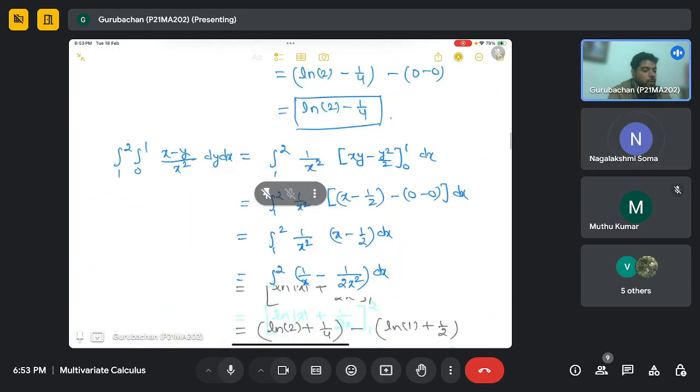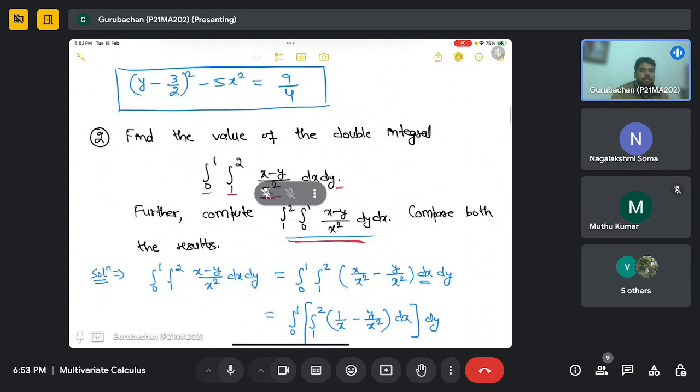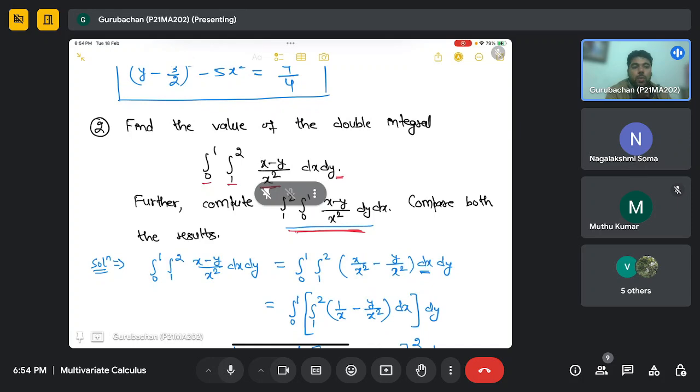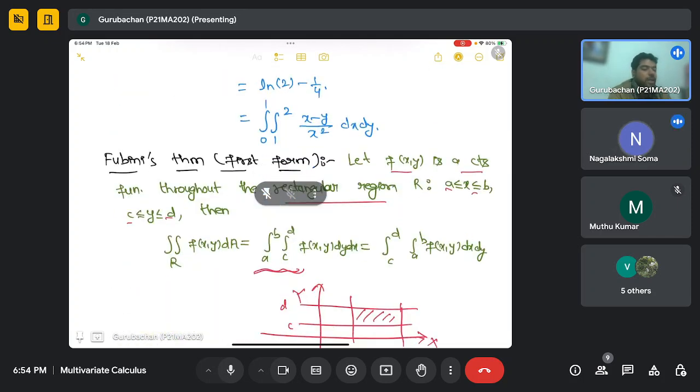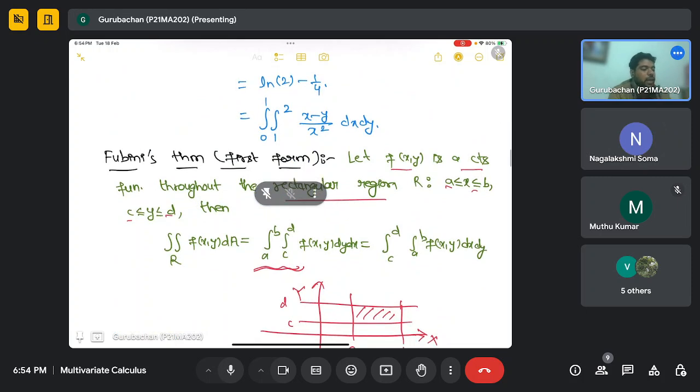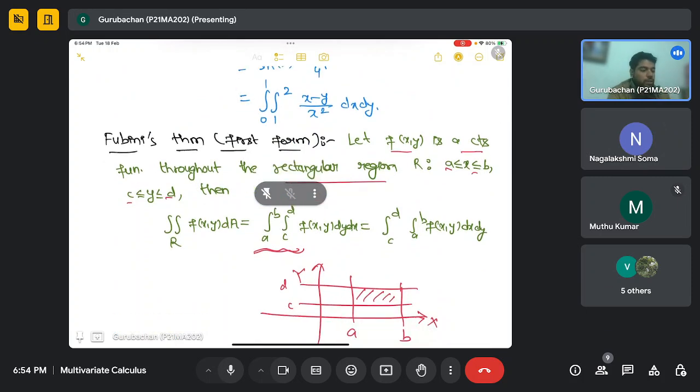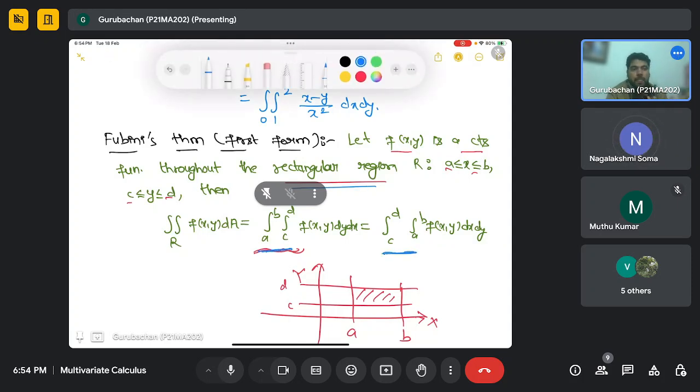I have told you in question number 2 that I computed this double integral with respect to x first, then y, then x. And I also told you that the reason is the Fubini theorem. Fubini theorem for two variables is like this: if our function is continuous on this rectangular region and we have constant limits, then we can shift the order. In the same way, we can extend this theorem to three variables also.